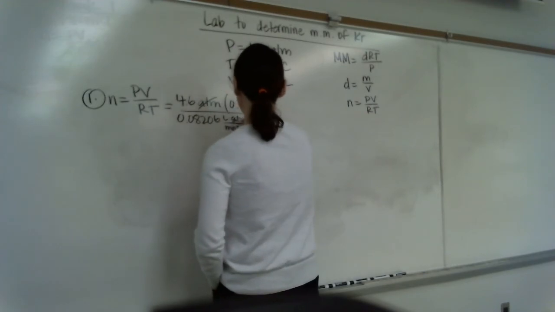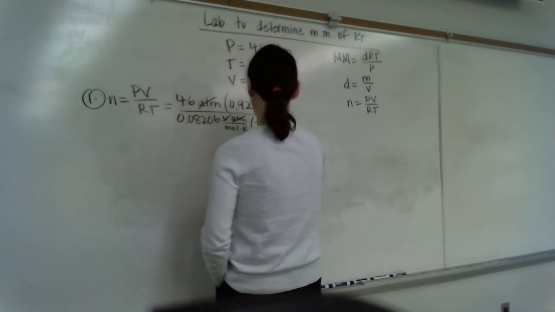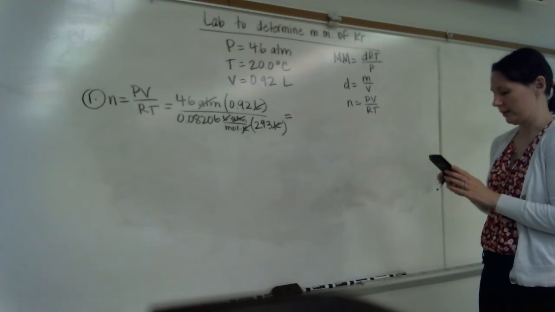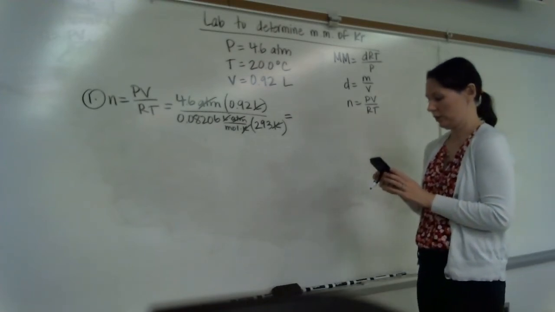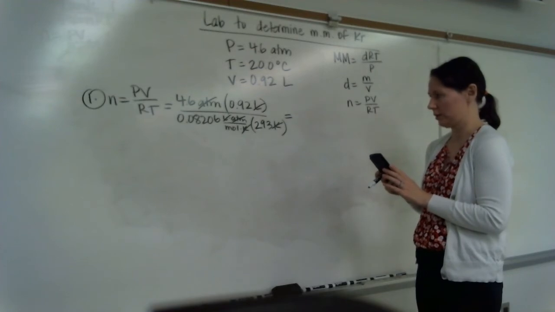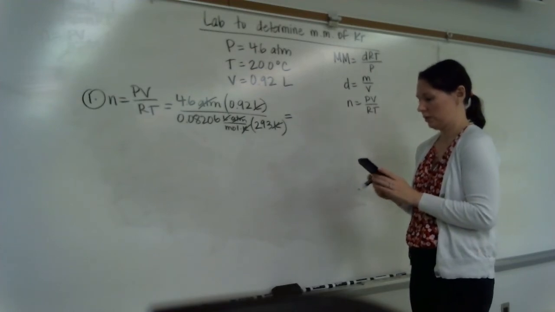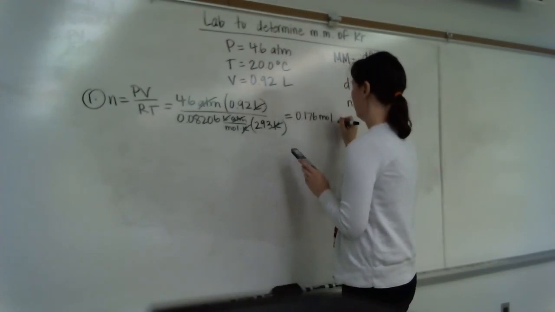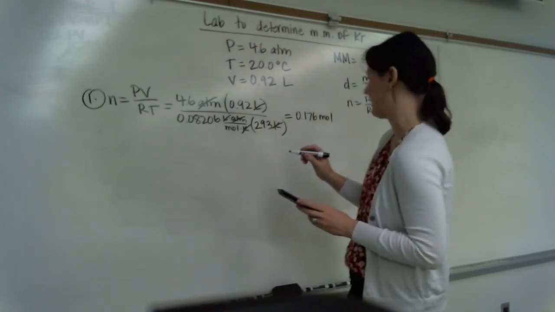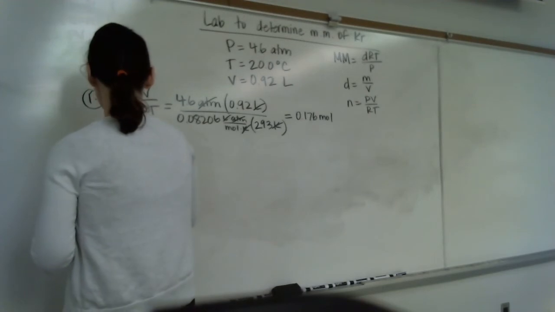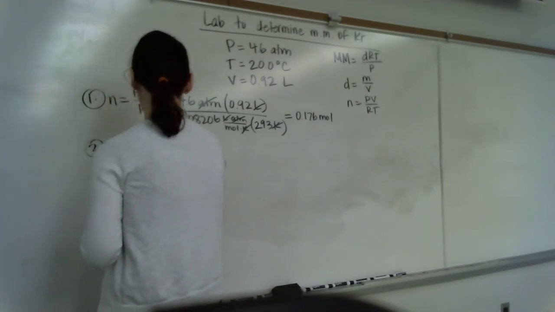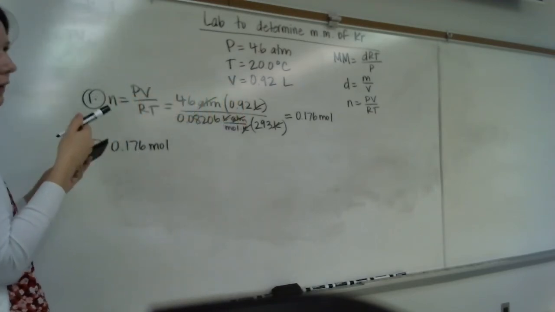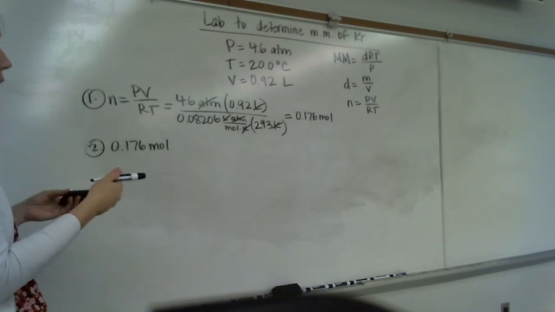Okay, so atmospheres cancel, liters cancel, Kelvin cancel. So 4.6 times 0.92 divided by 0.08206 times 293. So I got 0.176 moles. Now let's turn that into a density. So 0.176 moles. Now we're using the fact that we know that this is krypton, right? Because otherwise we'd be stuck. But we're trying to figure out, using our data, to come up with the experimental molar mass of krypton.